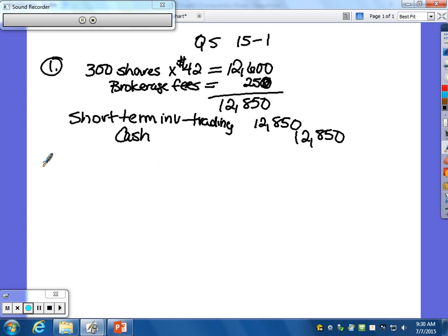The second journal entry they want us to record is what? The dividend. So with the dividend, we earn how much on those shares? $1 per share, and how many shares are we dealing with? 300. So that means $300, right, in dividend. Mm-hmm. What do we debit and what do we credit? You earn dividends on the shares that you have, so what do you debit? Cash. Credit what? Dividend revenue. Dividend revenue, good. $300.